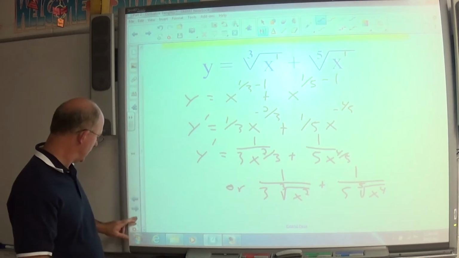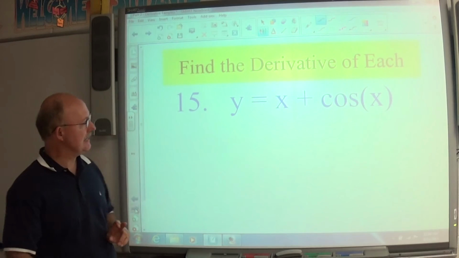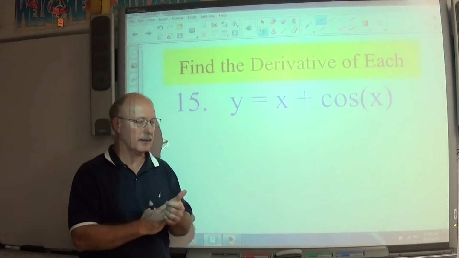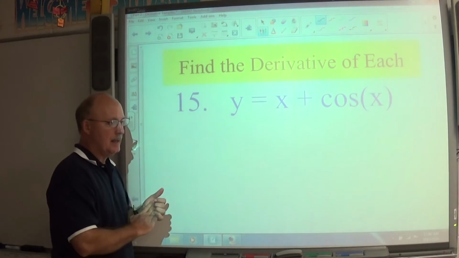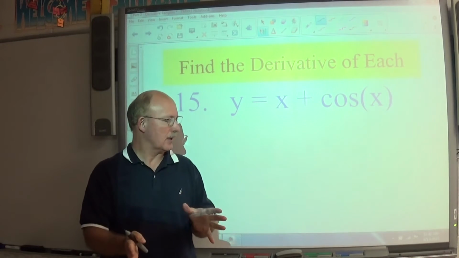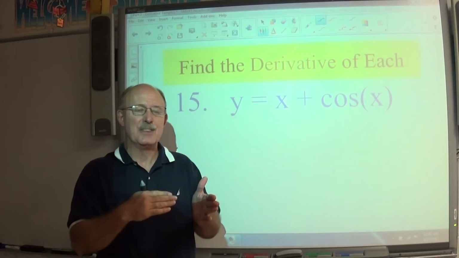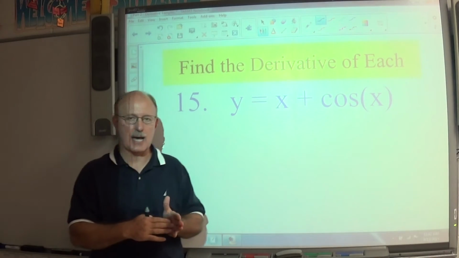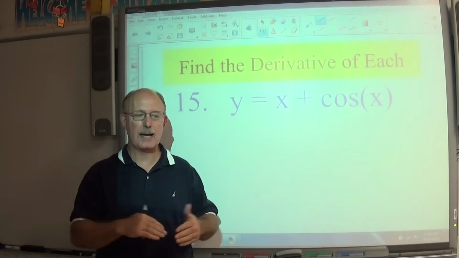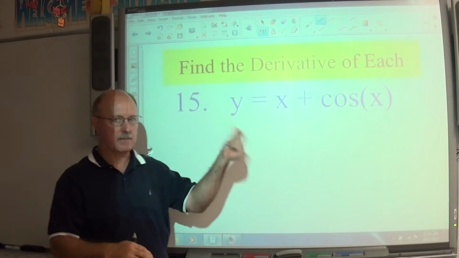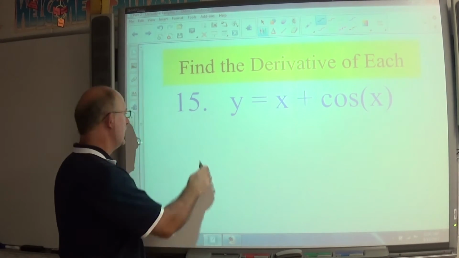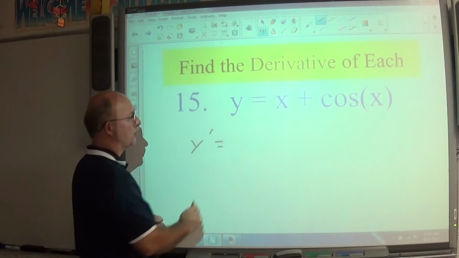Okay, let's try another problem here. Let's try number 15. Try a trig problem, right? So a trig expression as you take a derivative. Now remember from our previous video, we said the derivative of sine is cosine. The derivative of cosine is negative sine. Now those two you need to have memorized. So when you come across a problem like this, you can very quickly take the derivative. So let's start off. All we're looking for here is the derivative.